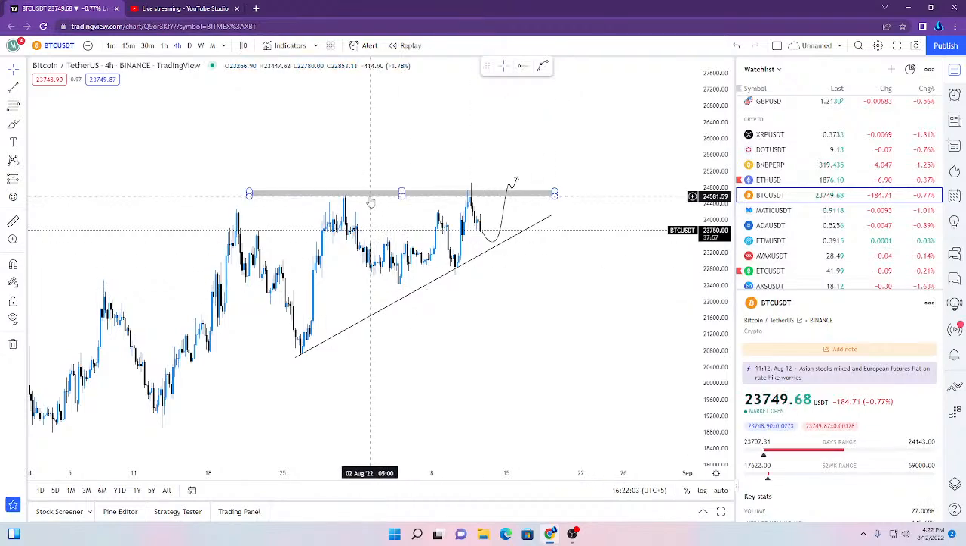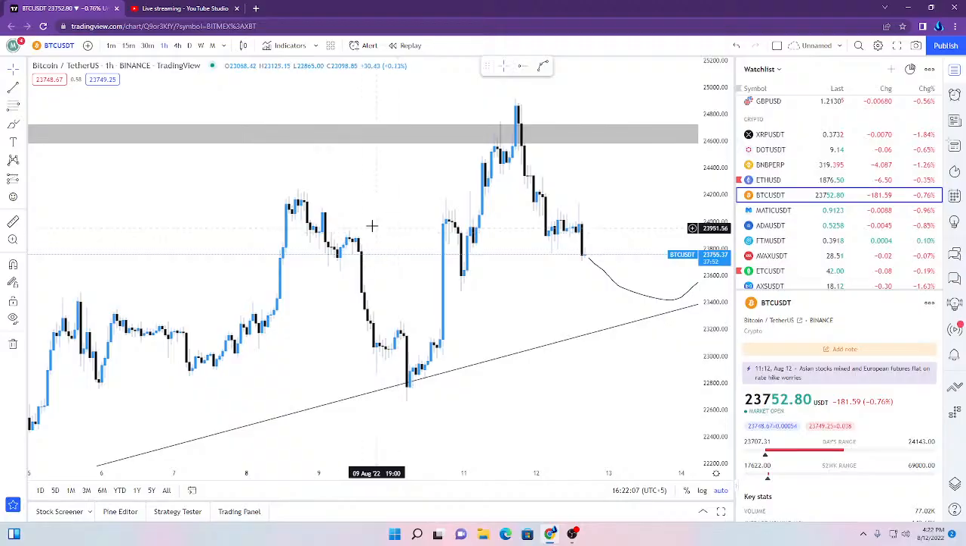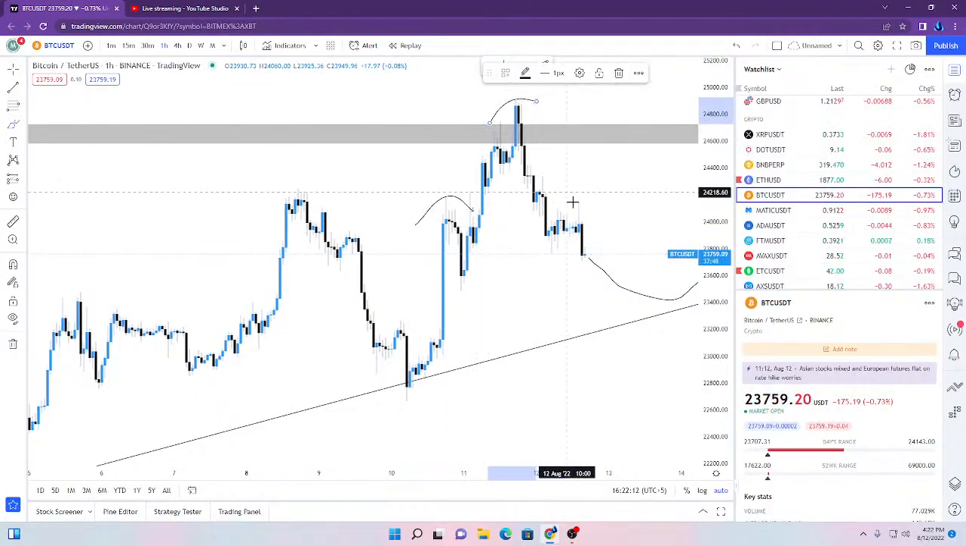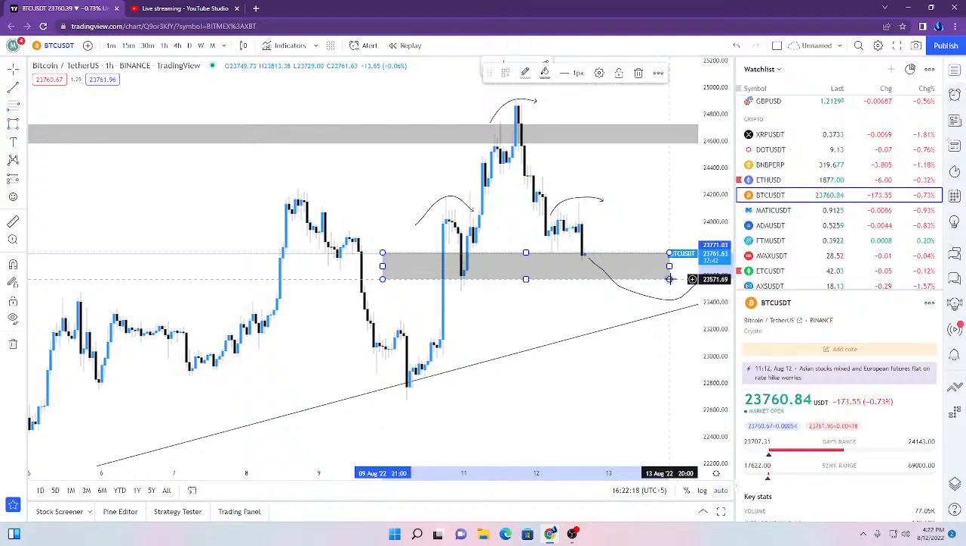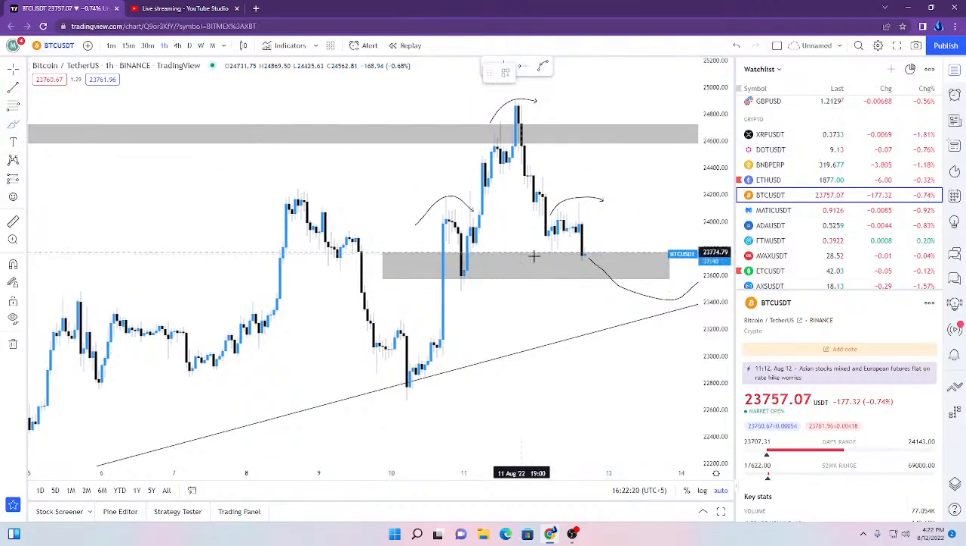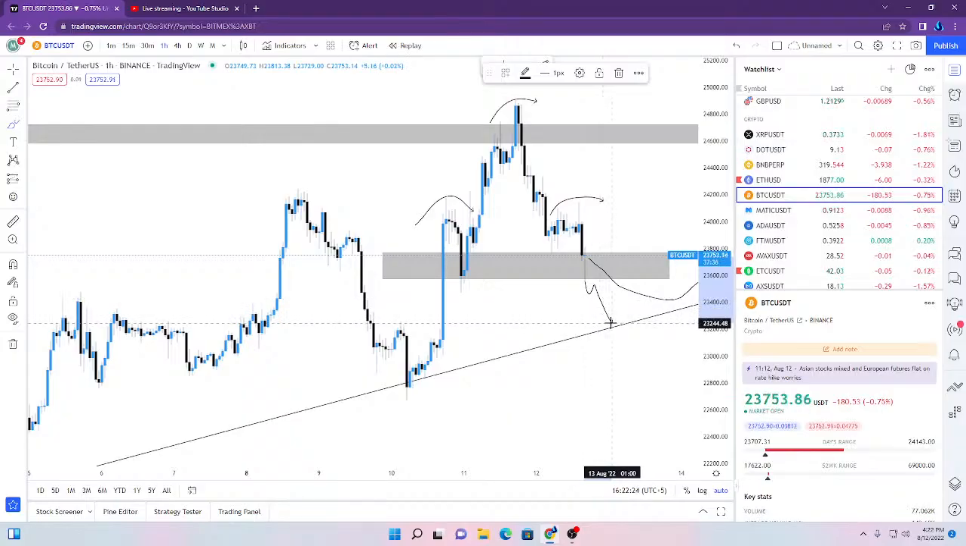Okay, let's move further to the 1 hour chart and let's see how Bitcoin looks. Okay, so here you can see a head, a shoulder, a head, and another shoulder. Once we break down this zone, we might see a dump, which means that this weekend could be a bit bearish and we might fall to 23,200, 23,400 zones.